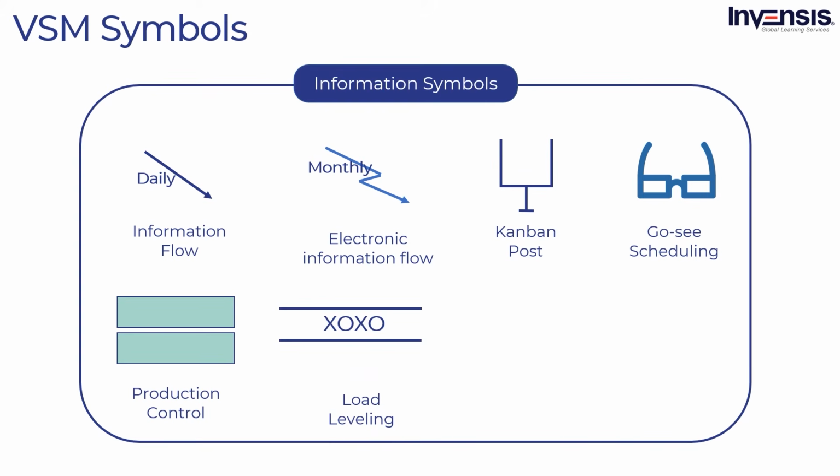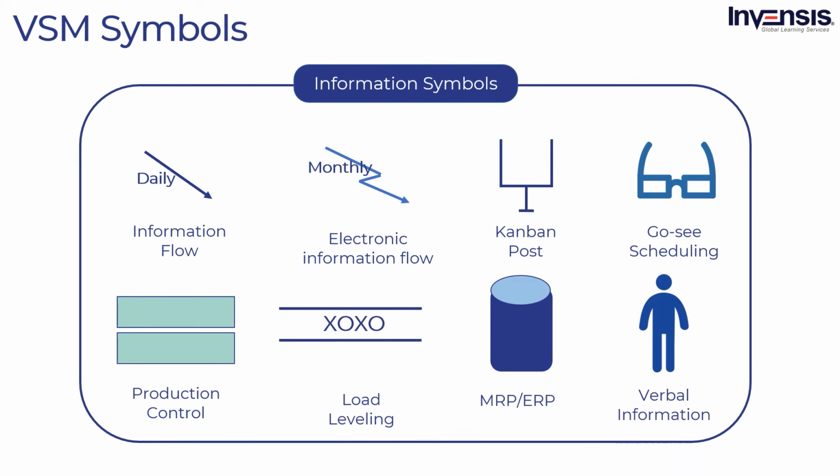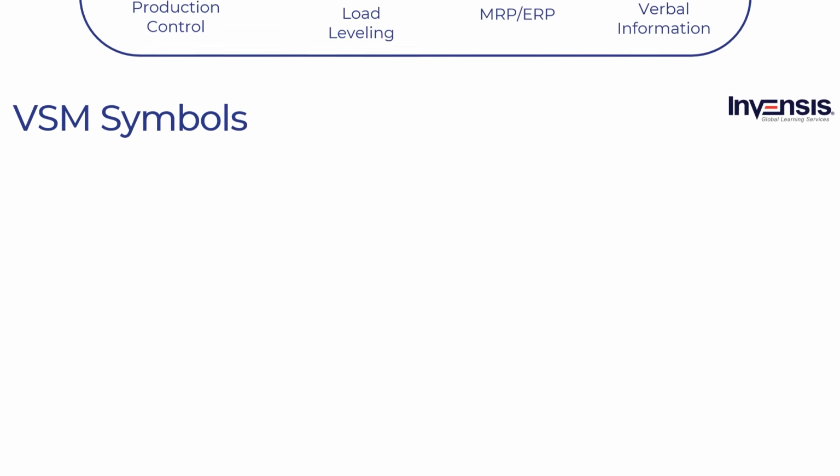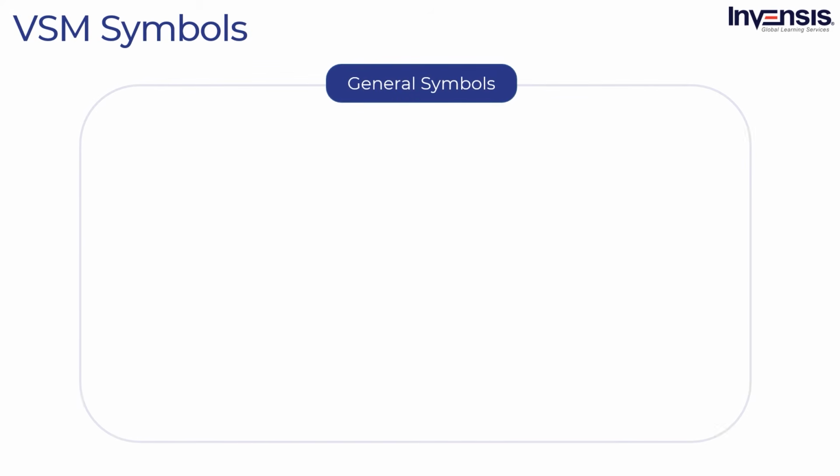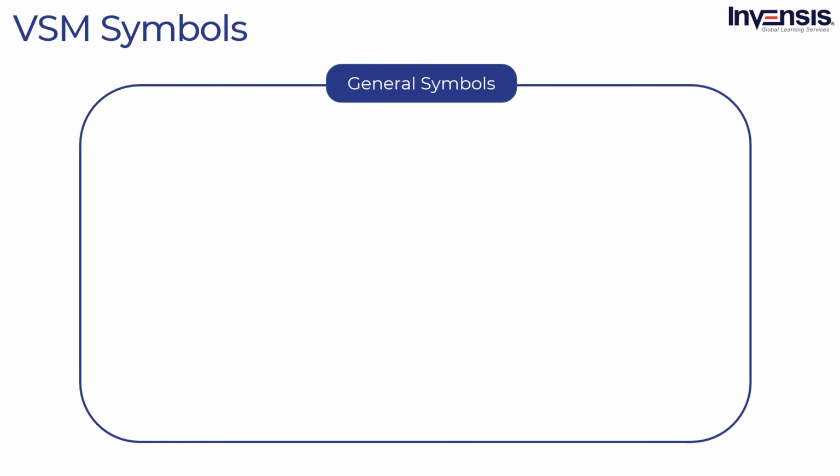Then, we have load leveling. This tool batches Kanbans in order to level out the variety and volume of production. Then, we have material requirements planning. Scheduling using an inventory control system is done through this. Lastly, we have verbal information, which represents information flow that is passed verbally. The last category is general symbols. These are used for general connections.